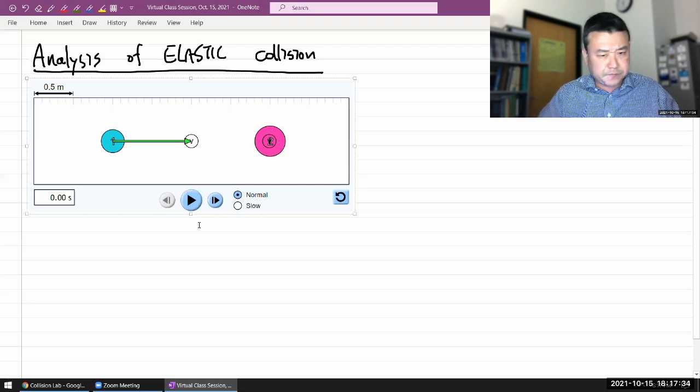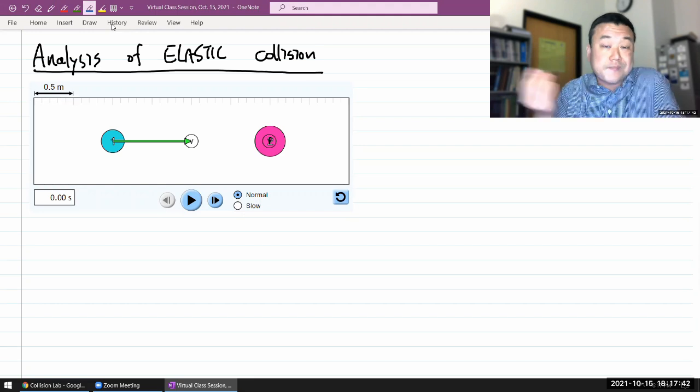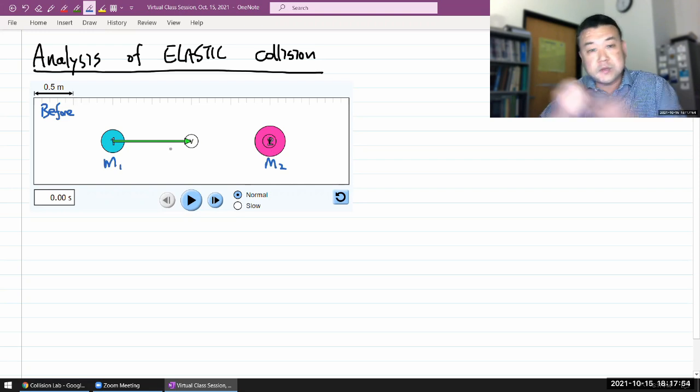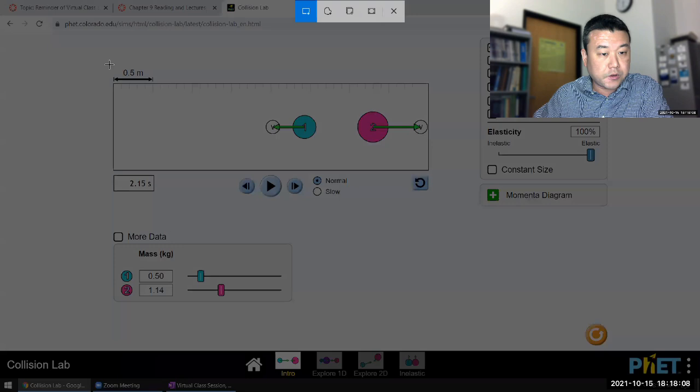Let me label it and label some of the quantities so that I can write down my mathematical equations when I get there. So this is before collision. The balls have some mass, M1 and M2. And ball 1 has some initial speed. Let me call that V naught. So after the collision, they have some different things going on.